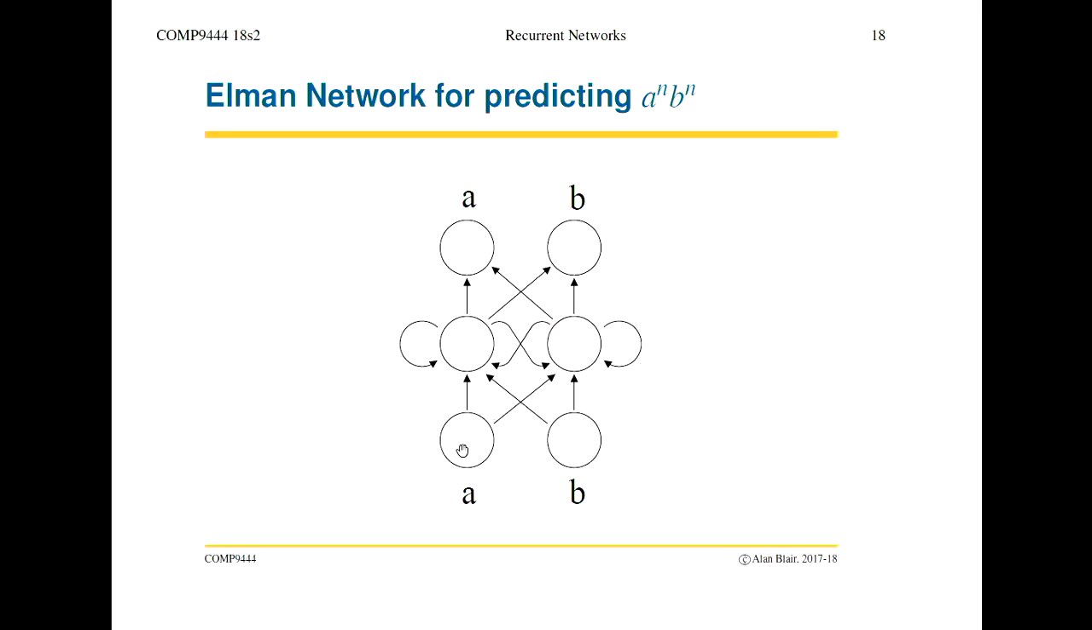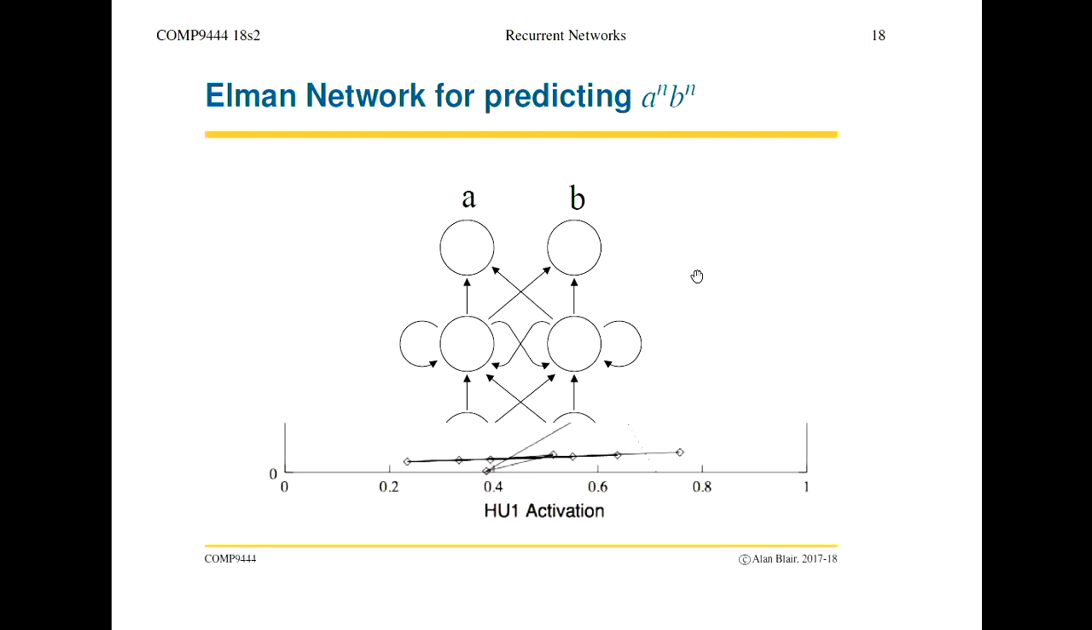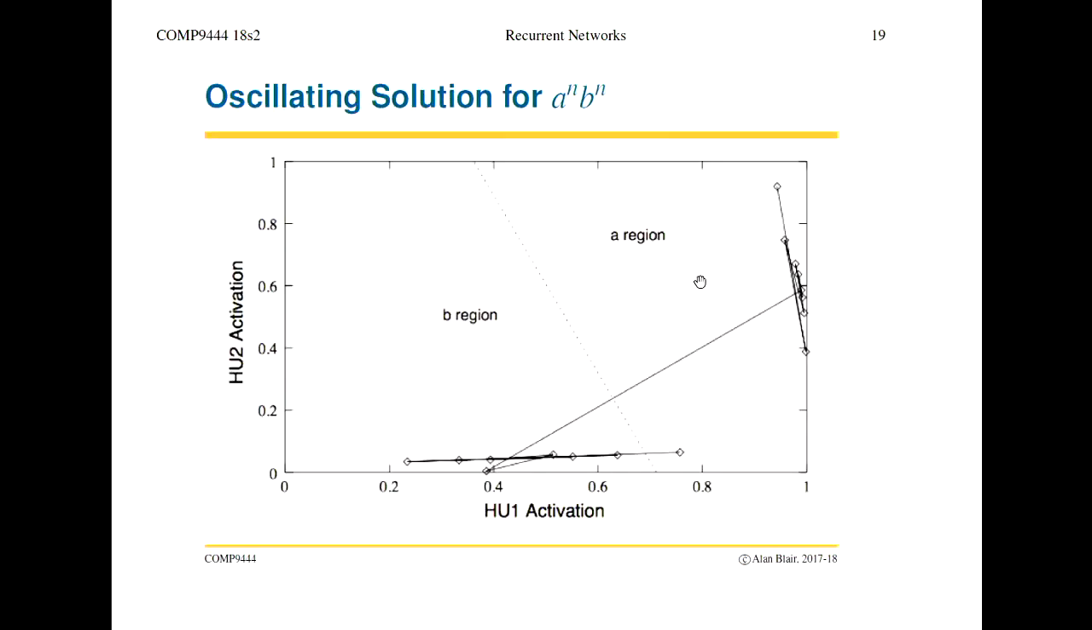For this task, we represent A as 1, 0 and B as 0, 1. We present the first letter and then we calculate the hidden and the output, and then at the next time step, we use the recurrent network connections as well. The output is trying to predict the next letter, but we only train for the ones that can actually be predicted.